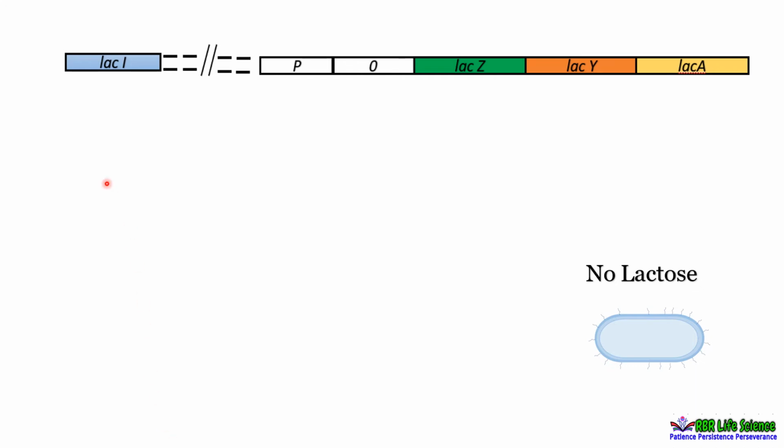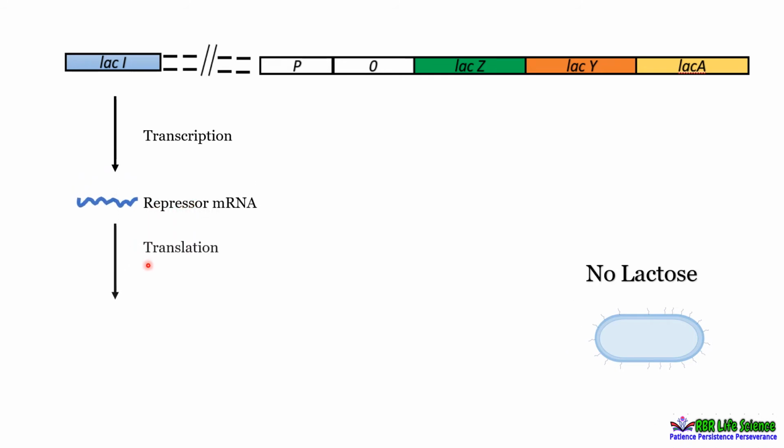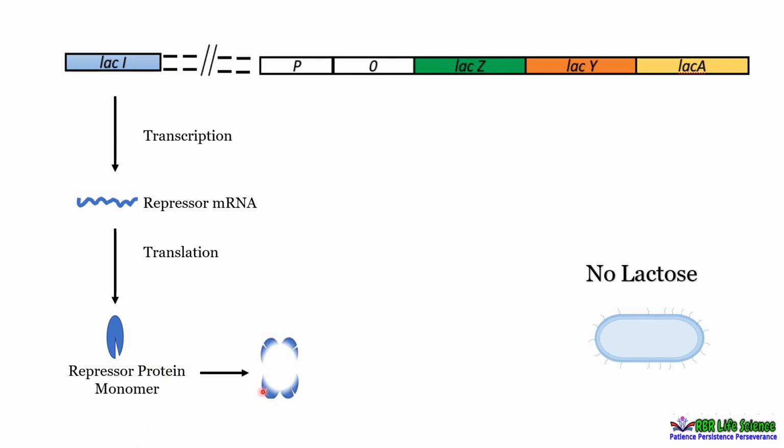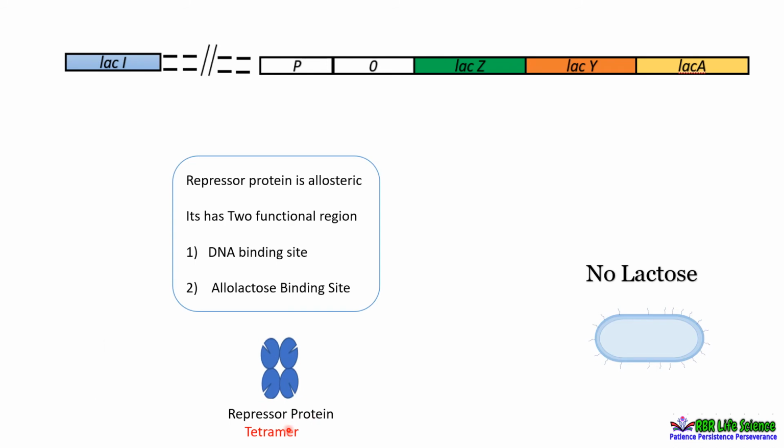Transcription of the LacI gene produces repressor mRNA. Translation of this mRNA produces repressor protein, which is a monomer. Four such monomers join together and form a tetramer. This Lac repressor is a multimeric protein. Repressor protein has two functional regions. First is the DNA binding site, and second is the allosteric site, which binds to allolactose.